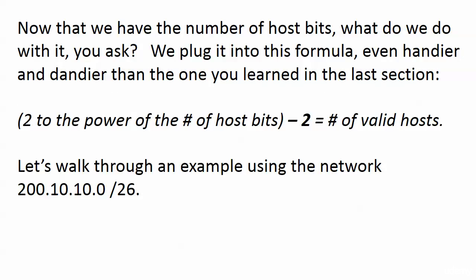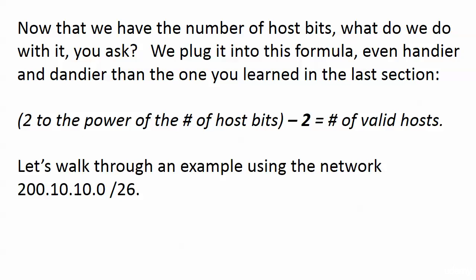So once we have the number of host bits, what do we do with it? We put it into this formula, which is handier, dandier, and a little bit different than the one you learned in the last section. We're going to take 2 and raise it to the power of the number of host bits, which makes sense because we're calculating the number of valid hosts on a subnet, but we subtract 2. Then we have the number of valid hosts. And on exam day, make sure you take that 2 off because it can make the difference between getting the question totally right and totally wrong.